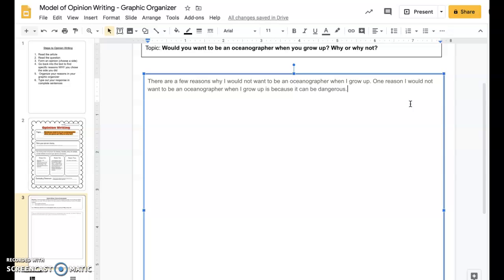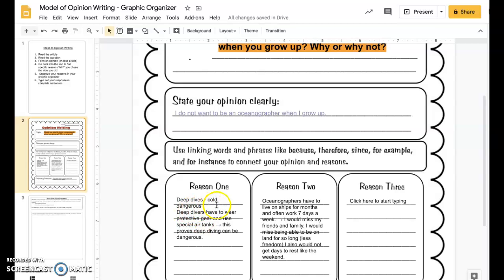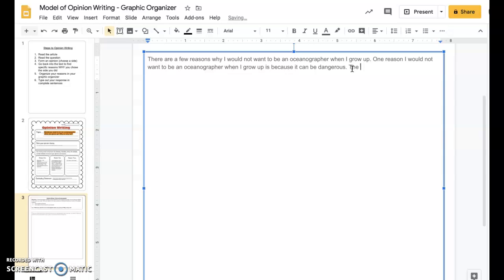Now, should I be done with that part? It can be dangerous. That is not sufficient enough. You need to explain. How is it dangerous? Well, we wrote it here. We can say that the temperatures can get to be really cold and the air pressure can be really strong. The water temperatures can get extremely cold when you go on deep dives, and the water pressure can also harm you. Okay?